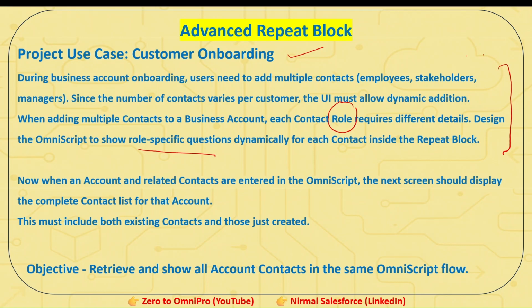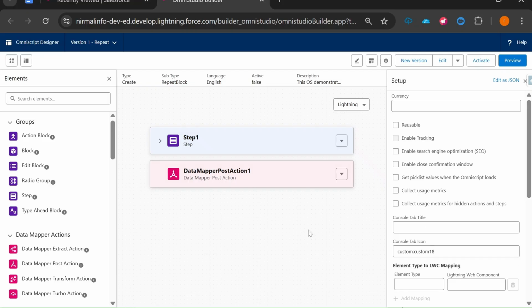Now here what's happening, when an account and related contacts are entered, the next screen should display the complete contact list, newly added as well as existing contacts. Here the objective is, we need to retrieve and show all account contacts in the same OmniScript flow. Let me show you the existing work.